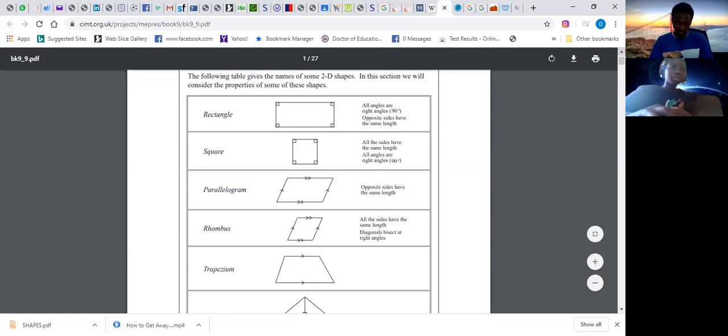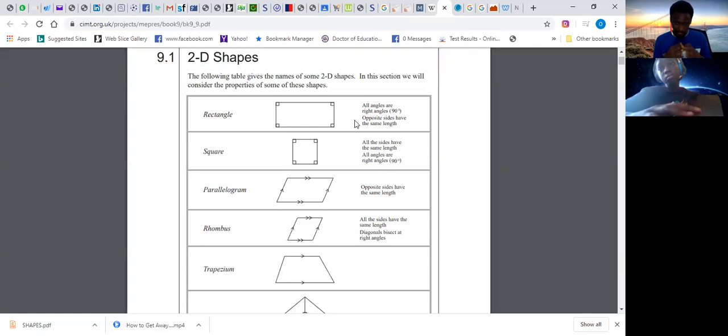Okay. Now look at rhombus. What can you tell me about rhombus? All the sides have the same length, like square. Okay, but the diagonals bisect each other at right angles. That is when the two lines bisect each other, it meets at what? At right angle. Okay. So now you know that rhombus is a special kind of square. You see that? Good.